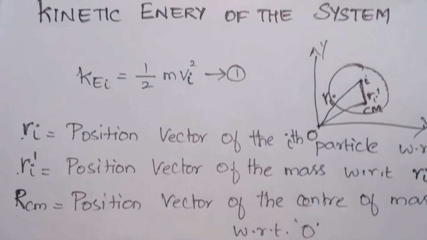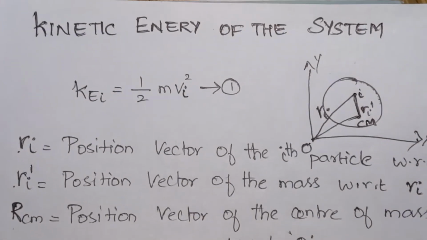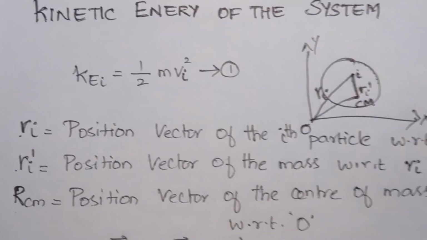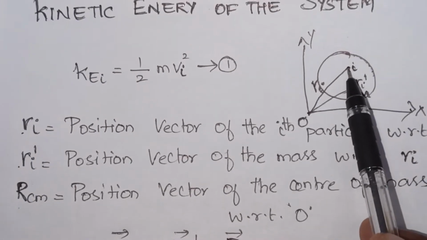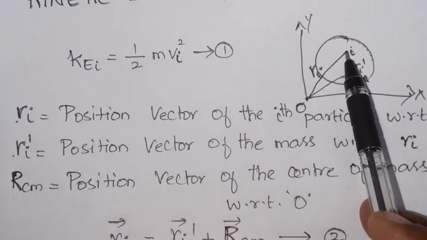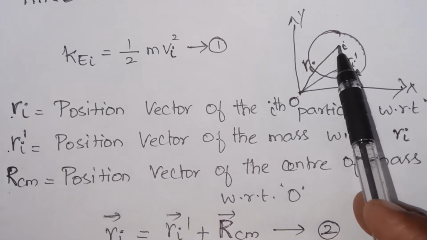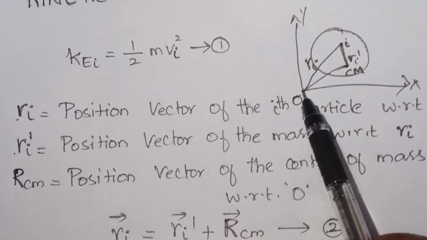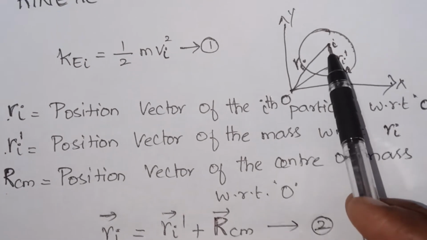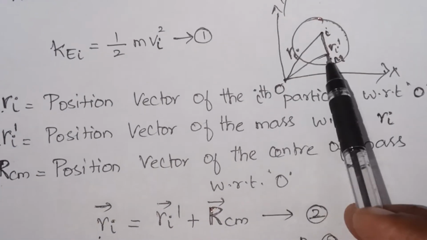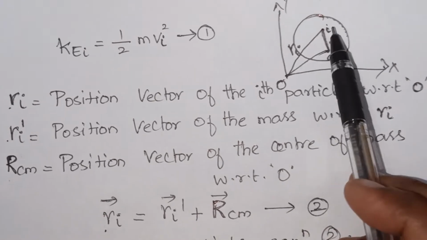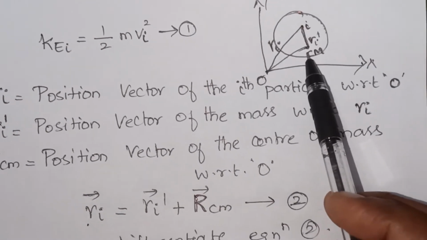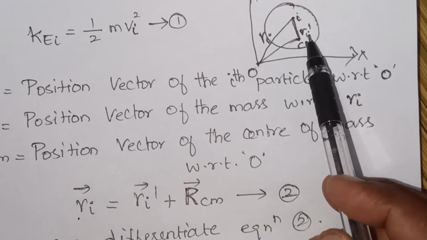Hi, we are going to learn the kinetic energy of a system of n number of particles. For that, we are going to take a system. In that, we are going to concentrate only on any one particle, that is the ith particle. The distance between the origin and the ith particle is taken as Ri, and if this point is called the center of mass, then the distance between the ith particle and the center of mass is Ri dash.